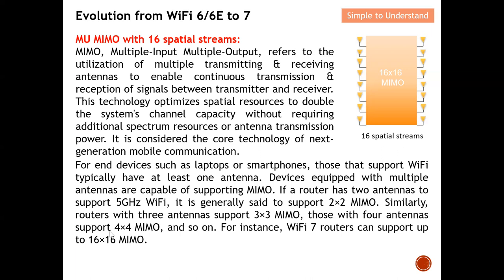So this is reason number four. We are going to have multiple user, multiple input, multiple output. In short, we are going to have 16 antennas receiving 16 different sources of transmission, and after that, they combine the information. So again, with this, you can imagine how fast this Wi-Fi 7 can be.